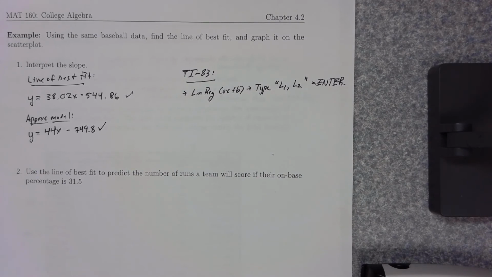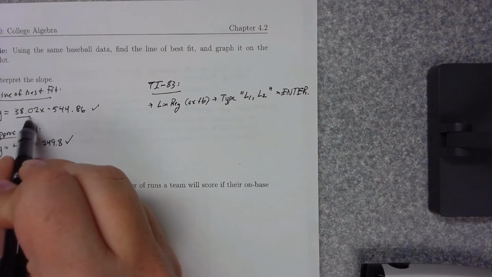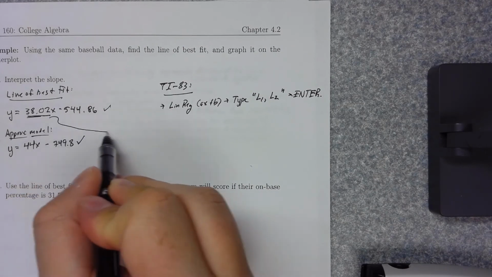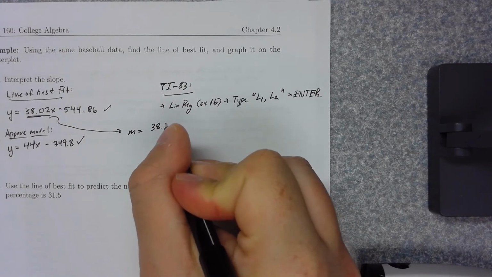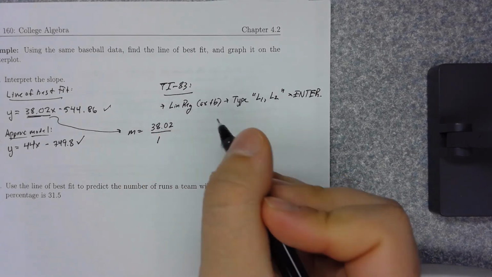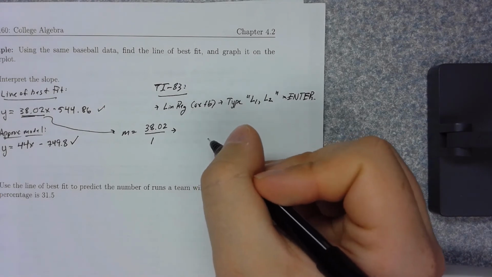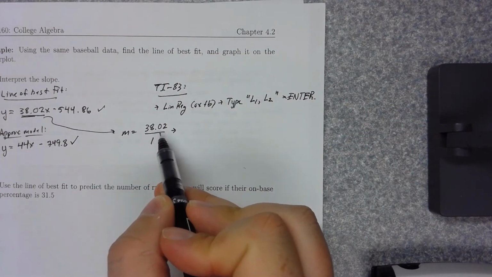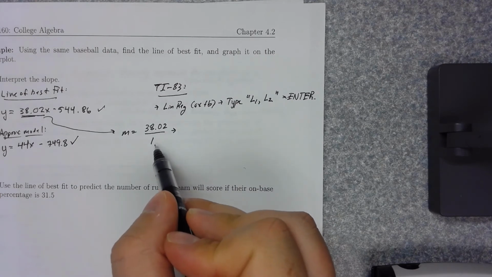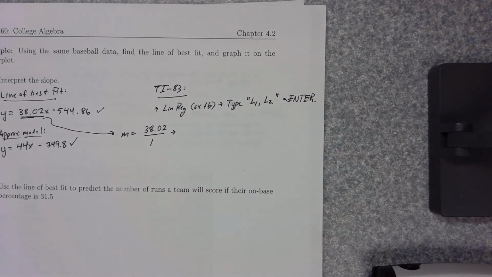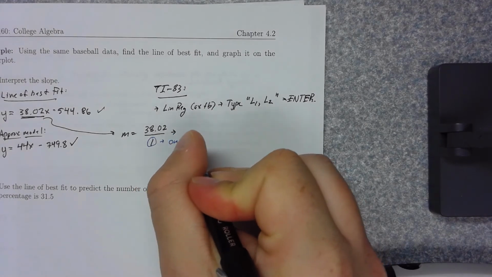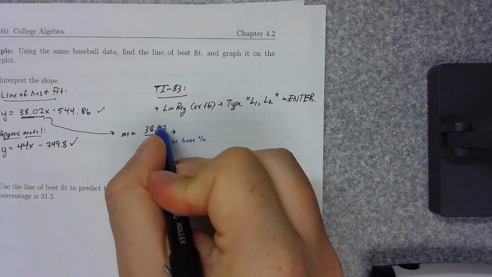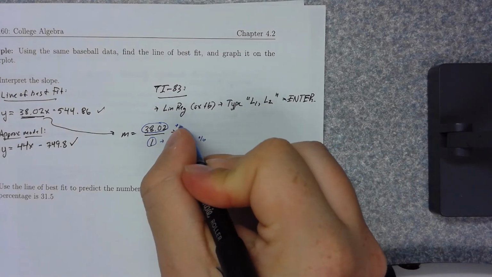And if I want to interpret the slope, that's the slope, right? Remember, slope is rise over run, 38.02 over 1. In this problem, the x variable was the on base percentage. This right here was the number of runs scored.